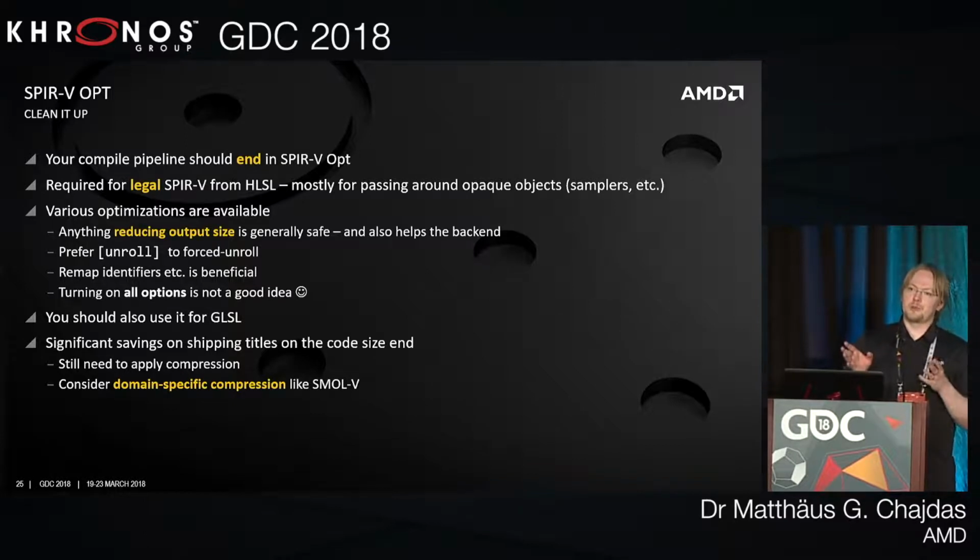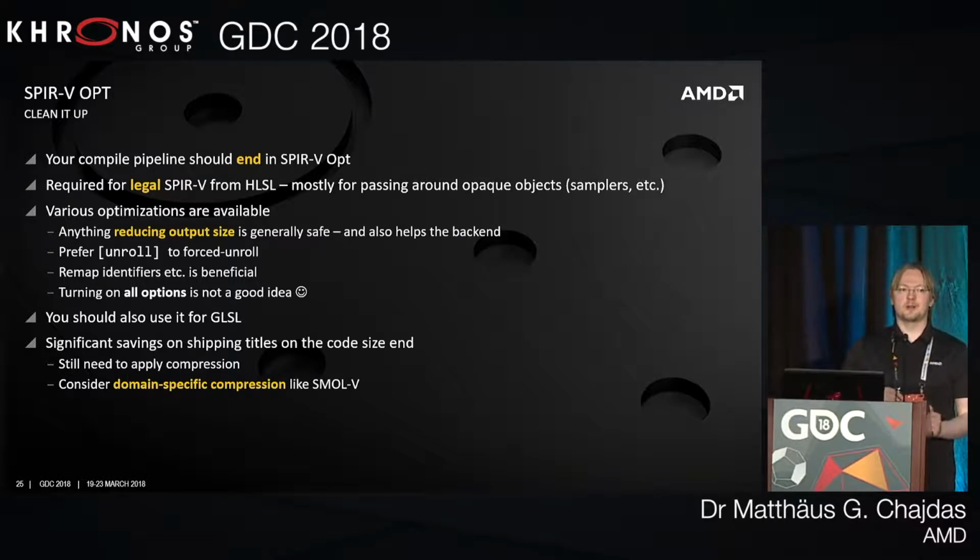And if it doesn't make your SPIR-V run faster, it will at least make your compile time faster, so you will save time when the game loads up for the first time. So there is no excuse to not use SPIR-V-opt, right? You should be always using it. There are some notes I would like to make: please prefer the optimizer's unroll and don't unroll yourself. Don't force unroll things.